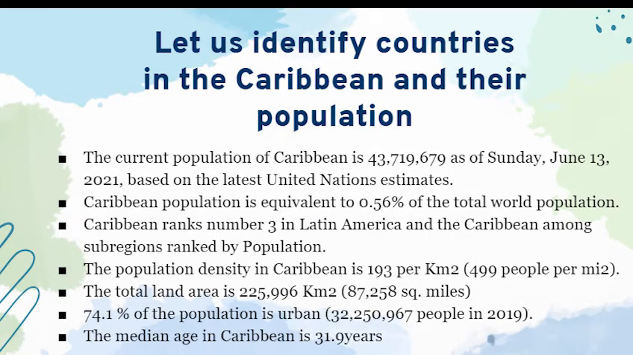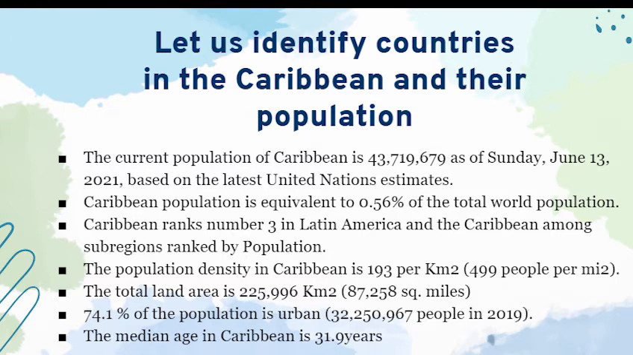Now, the Caribbean ranks number 3 in Latin America and the Caribbean among sub-regions ranked by population. The population density in the Caribbean is 193 per square kilometer, or 499 people per square mile. The total land area is 225,996 square kilometers, translating to 87,258 square miles. Now, 74% of the population is urban. That says a lot.